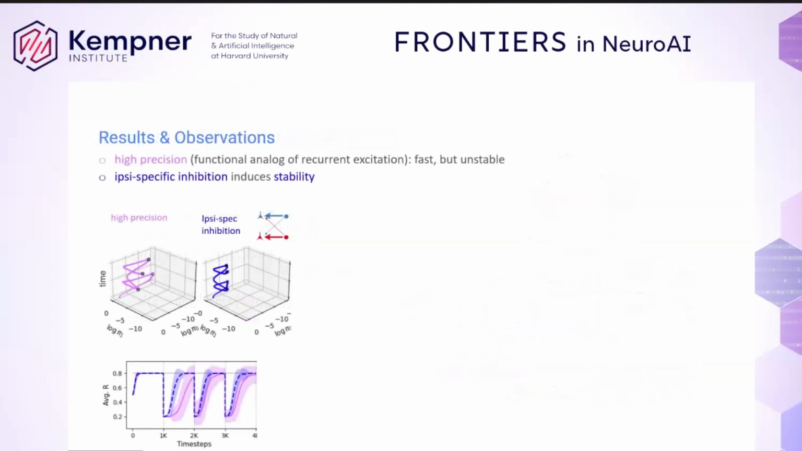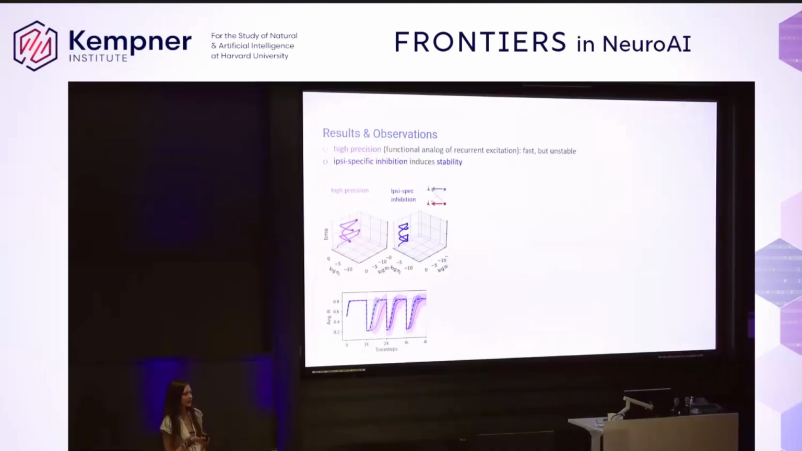So here I'm plotting time on the Z dimension, and basically the trajectories are going to oscillate between the two decisions. What we see is this high precision setting, which corresponds functionally to the same setting as we had previously with increased recurrent excitation. We see that the network, the circuit, the agent adapts over time. But when we add ipsi-specific inhibition, this is going to cause the same kind of behavior that we saw earlier. So the attractor points are going to coalesce together.